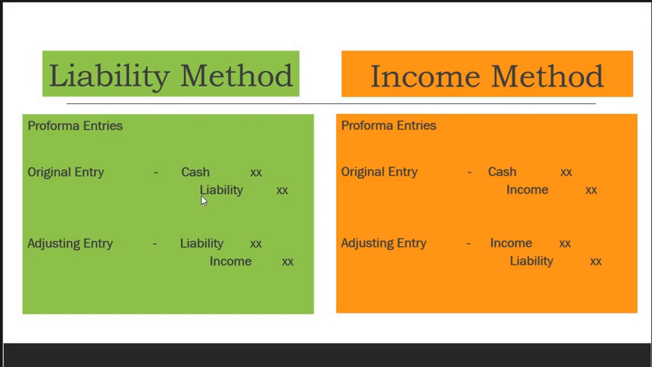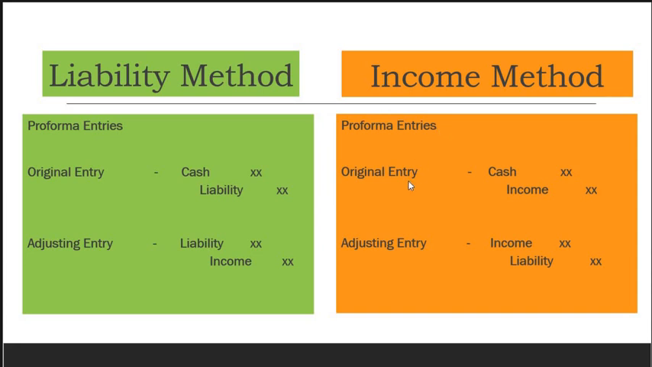Now, when it comes to the adjusting entry, since our original entry was a credit to a liability, when we compute the adjusting entry, what we should look for is the income. That means, how much of the amount has been earned already. So, that's why our adjusting entry here is a debit to liability and a credit to income. Okay, so that is the liability method.